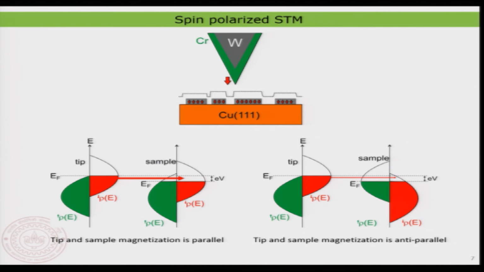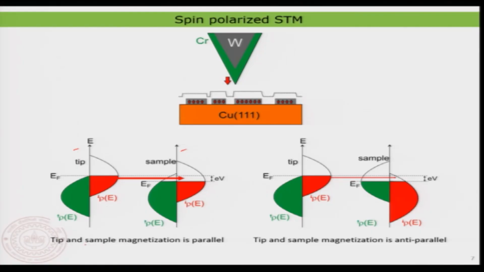So, now this is basically the tip and this is basically the sample, and I am now having a magnetic tip and a magnetic sample. That would mean that now the upper spin density and the lower spin density, or the majority spin and the minority spin, of the tip and that of the material that you are looking at should basically match.